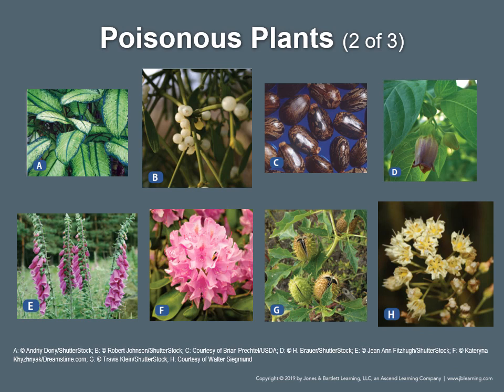The toxins in these common poisonous plants are often ingested or absorbed through the skin. The first one is the Dieffenbachia. B is mistletoe. C is the castor bean. D is nightshade. E is foxglove. F is rhododendron. G is Jimson weed. And H is death camas.